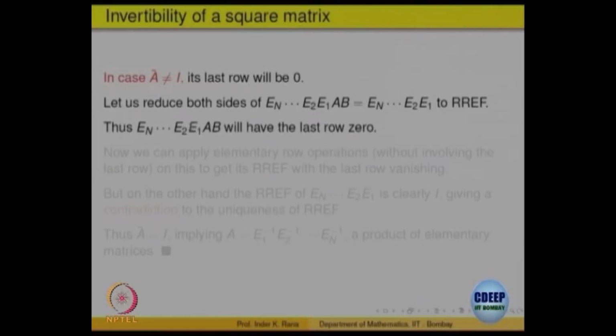If a matrix has a bottom row 0 in the reduced row echelon form, that 0 row cannot suddenly become non-zero, because non-zero rows have to be at the top. So, we will have the last row as 0, because the last row was 0 on this left side. Is that okay? This product E n through E 2 E 1 into A B, the first part of the matrix, that is A tilde, has a 0 row, and when I reduce this product, that will stay as a 0 row. Now look at the right hand side, E n, E 2, E 1, the right hand side of the same thing. What will be the reduced row echelon form of that?